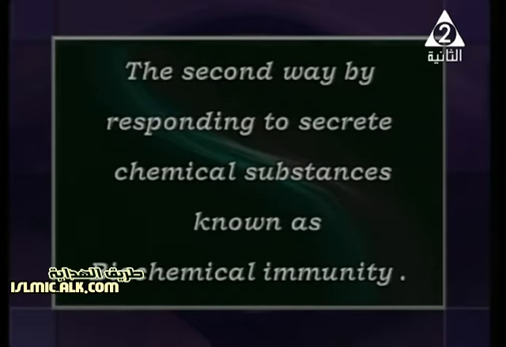What is the second way in the immunity of the plant? By responding to secrete chemical substances. Some plants have the ability to secrete different chemical substances. Those chemical substances are called biochemical immunity. So we have two different ways for defending the plant on itself. Number one, the structural immunity, which already exists in the plant. Number two, the biochemical immunity.